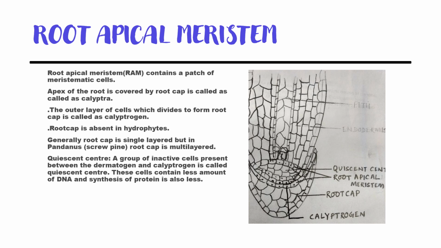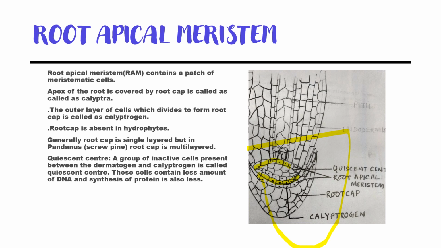Root apical meristem, or RAM, is very important. Root apical meristem means the meristematic tissue which is present in the tip of roots. It's also called RAM. The apex of this root is covered with a group of meristematic cells. You can see here this portion has meristematic cells and this portion has meristematic cells.